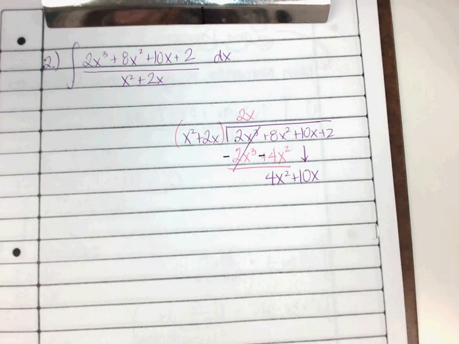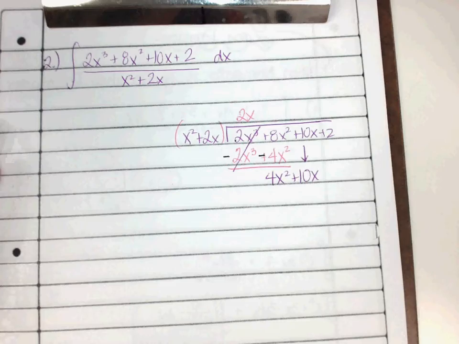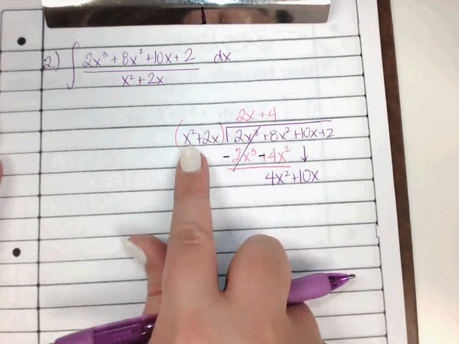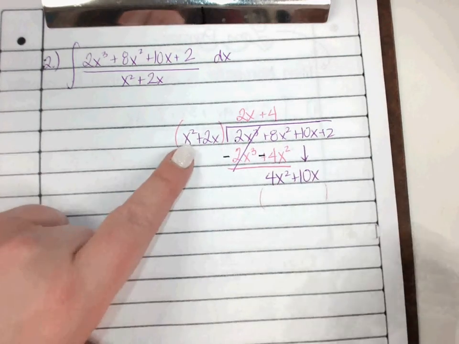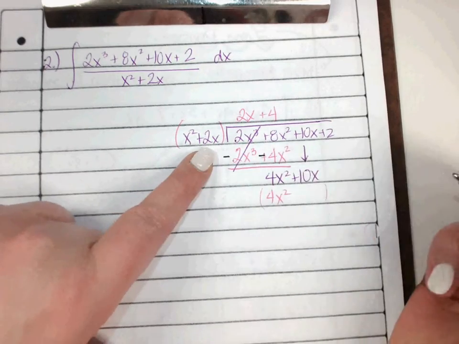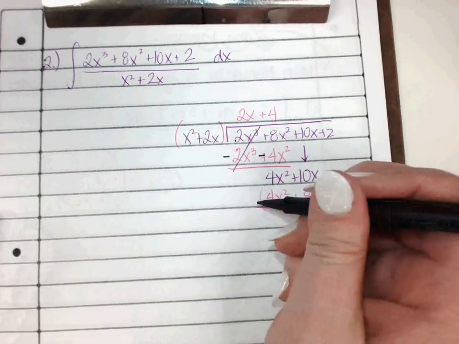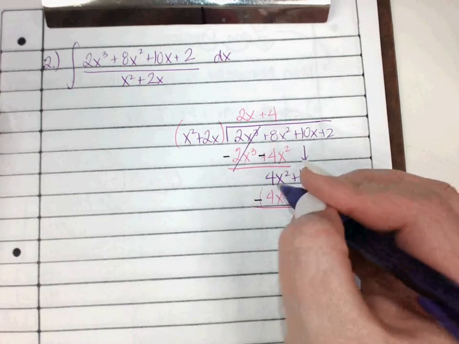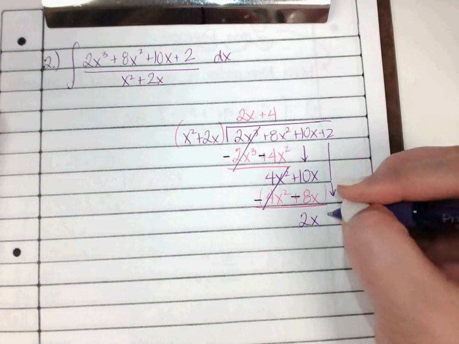Then I say, okay, what do I have to times x squared by to perfectly match my 4x squared? 4. Just a 4. So I'm going to put a plus 4 on the top, and then I'm going to use 4 as my multiplier on the x squared plus 2x, and then I'm going to line it up right under here. So 4 times x squared is 4x squared. 4 times 2x is an 8x. And then I take all those signs and I switch them to be minuses. 4 minus 4 gives me 0. 10 minus 8 gives me 2x, carry down plus 2.